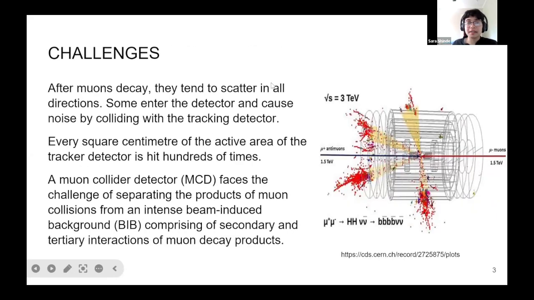So muons are unstable, and after they decay, they tend to scatter in all directions. Some will enter the detector and cause noise by colliding with the tracking detector. Every square centimeter of the active area of the tracker detector is hit hundreds of times. A muon collider detector faces the challenge of separating the products of muon collisions from an intense beam-induced background comprising of secondary and tertiary interactions of muon decay products.